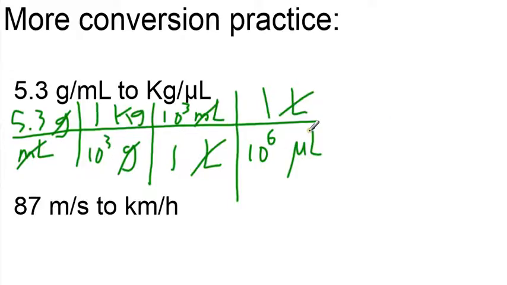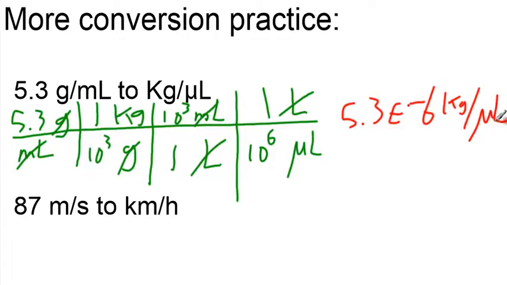And if you know your rules, we can see that these will cancel out, and that will give us 10 to the 6th on bottom. And if you know the rules for that, that means that it's going to be 5.3 times 10 to the negative 6, and our units are going to be kilograms per microliter.